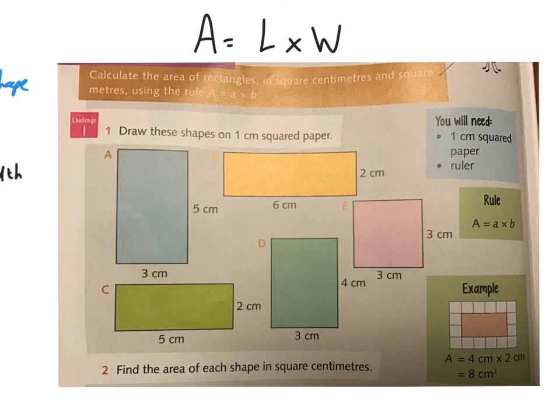Now remember my formula, area equals length times width. I know that the area for this particular rectangle will be 15 centimetres squared. Remember, this little 2 means squared, because 3 times 5 is 15. We'll multiply the length and the width together and it gives us 15. So that's what you've got to do for challenge 1 and the rest of those shapes there.